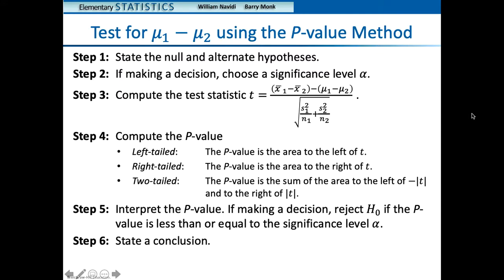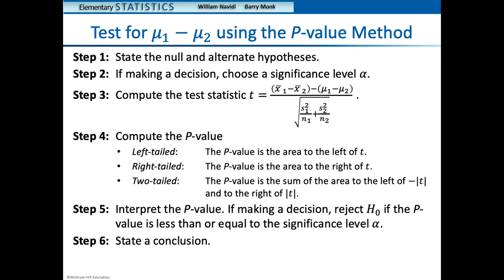Find the p-value. And again, if it's left-tailed, the p-value will be the area to the left of t. If it's right-tailed, the p-value is the area to the right of t. And if it's two-tailed, the p-value is the sum of the area to the left of negative t and to the right of positive t. And again, because this involves the student's t-distribution, if we're using the chart, the best we'll be able to do is narrow the p-value down to within a range. If we want the exact p-value, we'll have to use technology such as the TI-84.